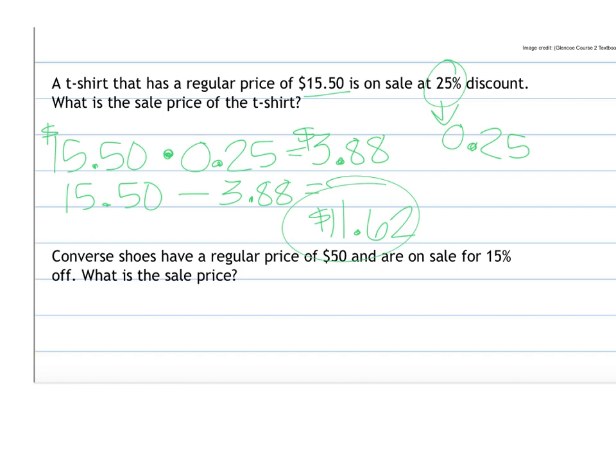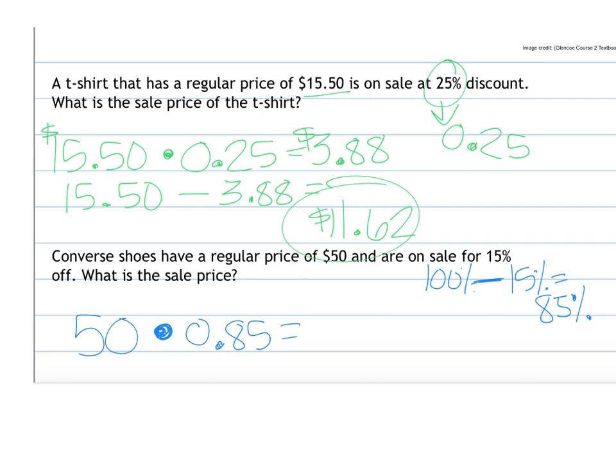Okay, Converse shoes have a regular price of $50 and are on sale for 15% off. What is the sale price? This time I'm going to do method 2. I'm going to do $50 times, and I'm going to take 100%, subtract 15%, and I get 85%. Then I need to change that to a decimal, so times 0.85, because I'm basically paying for 85% of the shoes. So 50 times 0.85 is 42.5, but I have to add that 0 and my dollar sign.